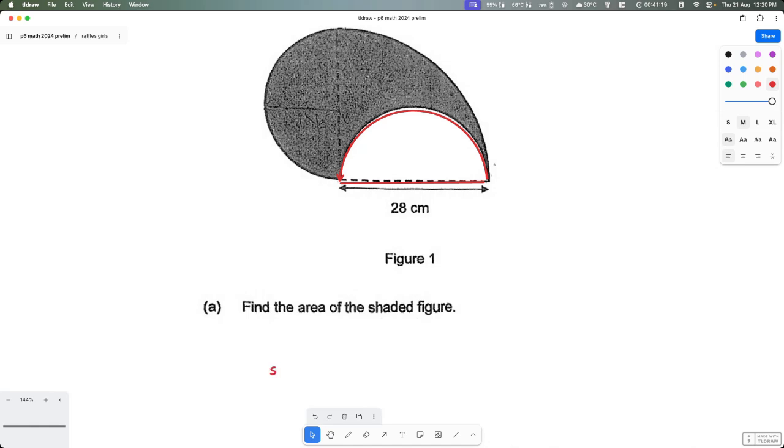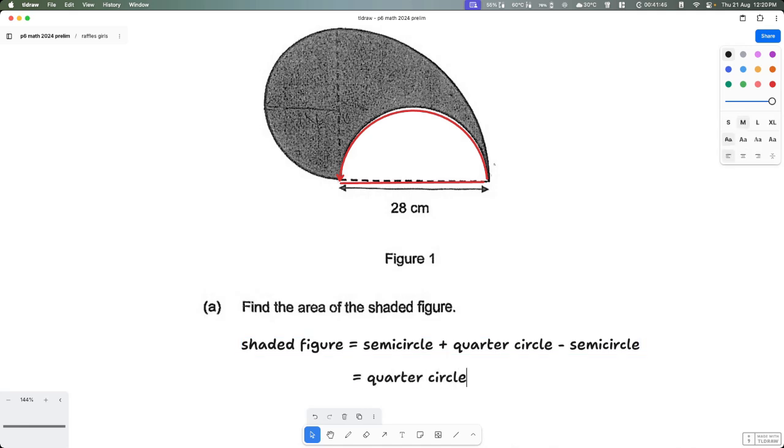Shaded figure is equal to semicircle plus quarter circle, and then minus semicircle, which in this case is the same as a quarter circle. Okay, and that's it, right?